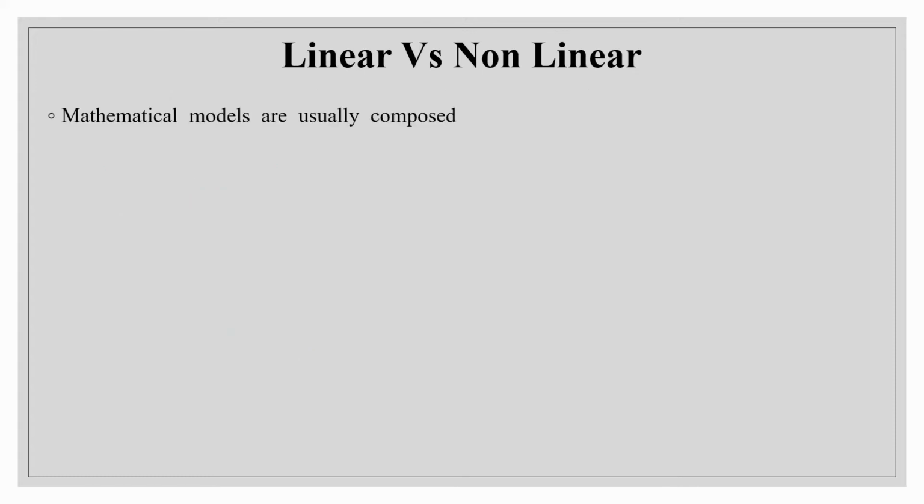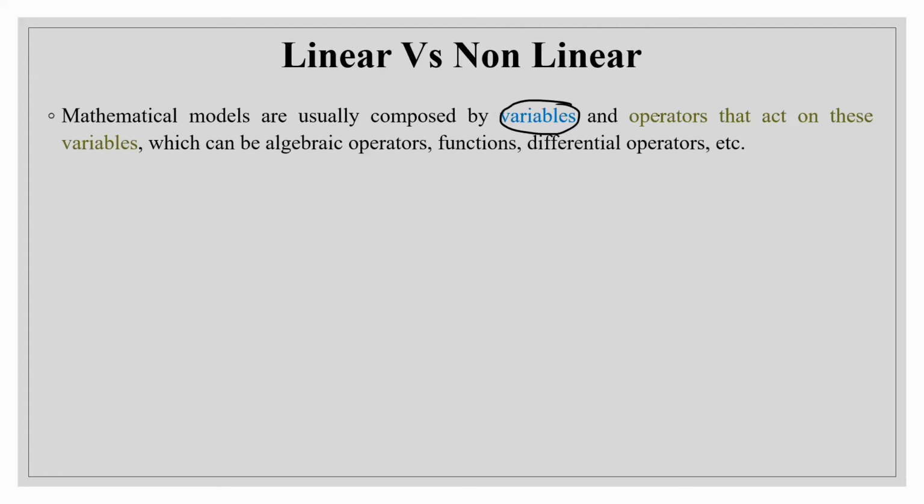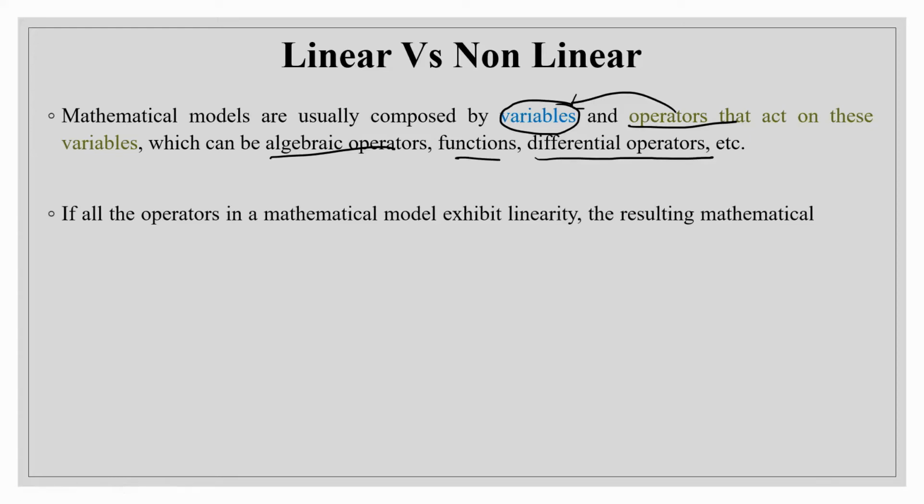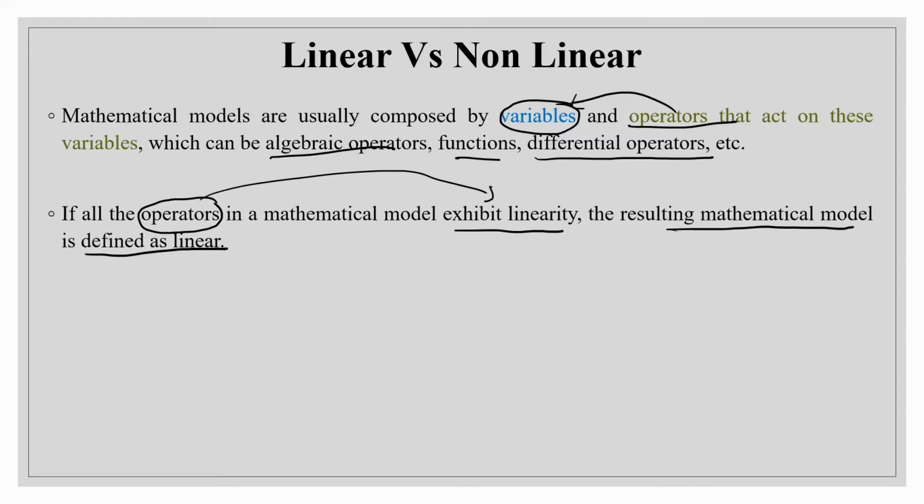As you know, mathematical models are composed of variables and the operators that act on these variables, which can be algebraic operators, functions, differential operators, etc. Now, if all the operators in the mathematical model exhibit linearity, then we say the resulting mathematical model is defined as linear. Otherwise, the model is said to be non-linear.